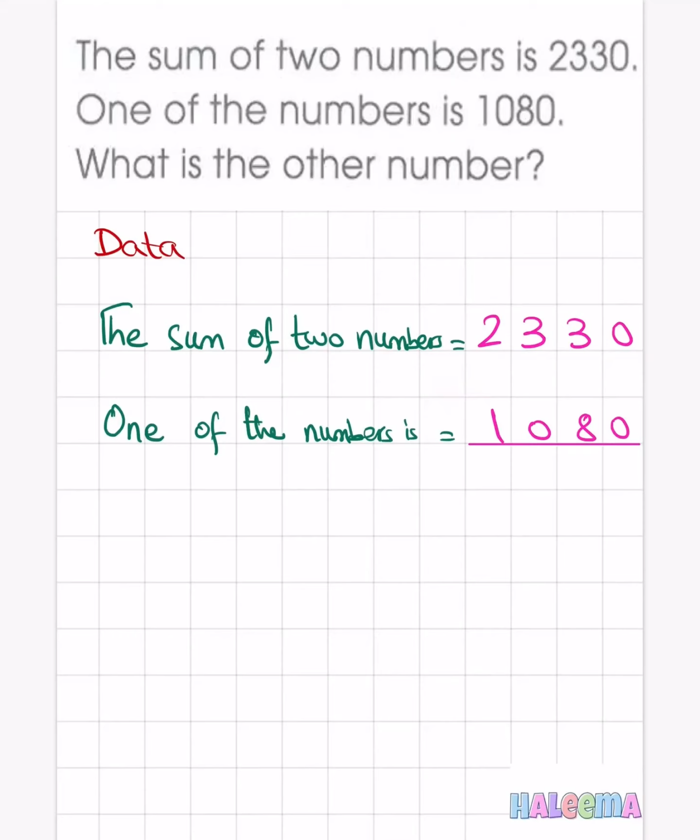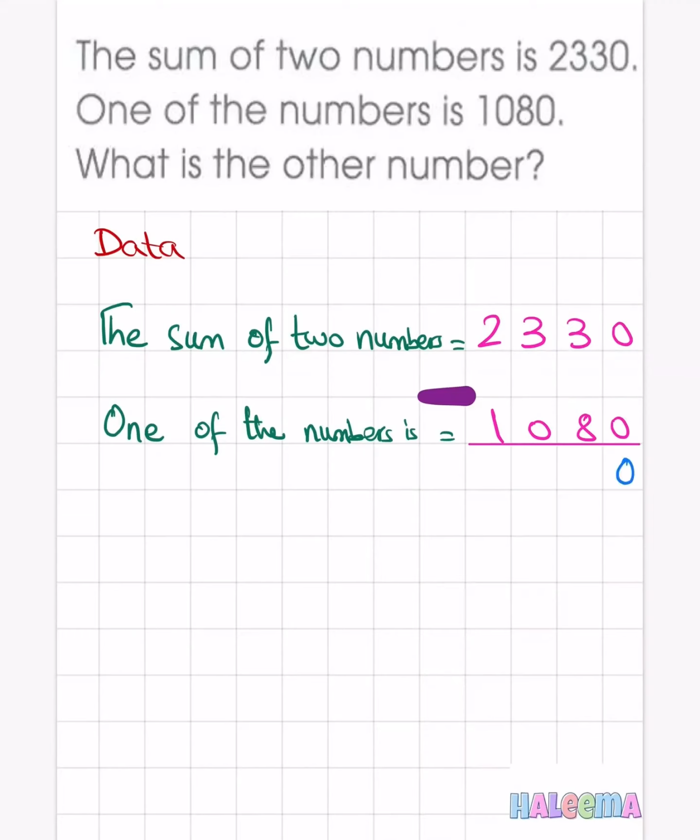What you have to do is subtract in this case, right? Because they've given you the total number. That means they've already added two numbers. One of the numbers is 1,080. What is the other number that they've added already, right? Let's start off from the ones place. 0 minus 0 is 0.